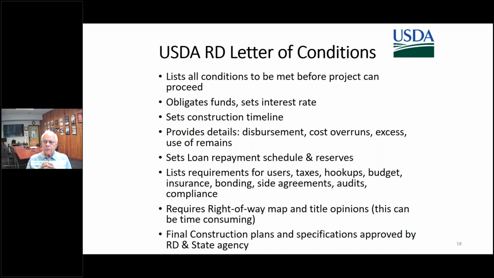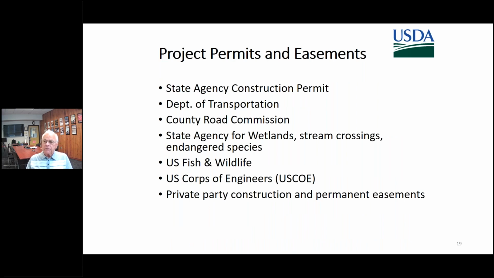Making sure that right-of-way map is accurate and that you have all the title opinions on property that is owned by the community or proposed to be owned by the community. And then you need the final construction plans and specifications approved by rural development and a state agency. So this letter of conditions is issued once the application is complete and accepted by USDA RD. Again, the interest rate is a max at this time, and it can be lower at loan closing. If it's lower at loan closing, you get that rate.